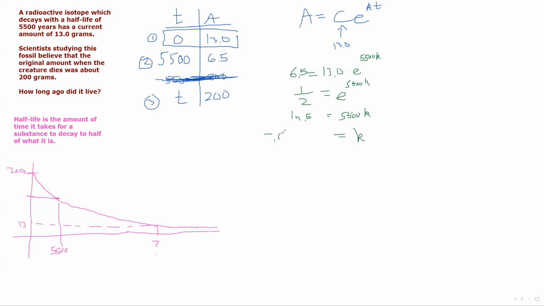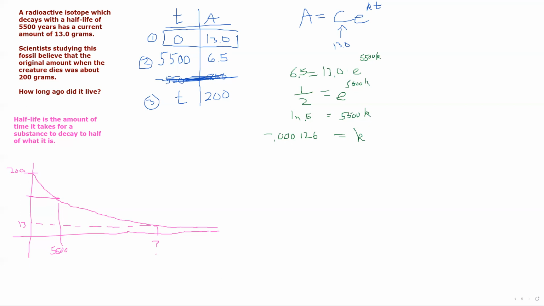So negative 0.000126. All right, we don't want to remember that. I'm going to hit store. That's going to bring up the little ANS arrow, and then I'm going to hit alpha k, and I'm going to hit enter, and now it is stored in my calculator. So now anytime I type k, I'm going to get this number right here.